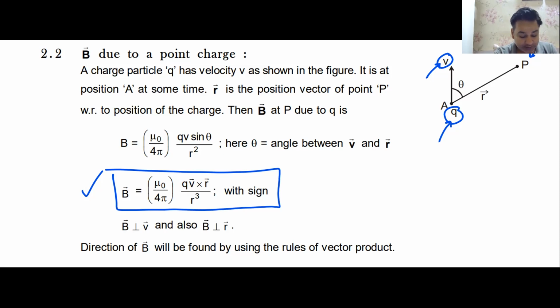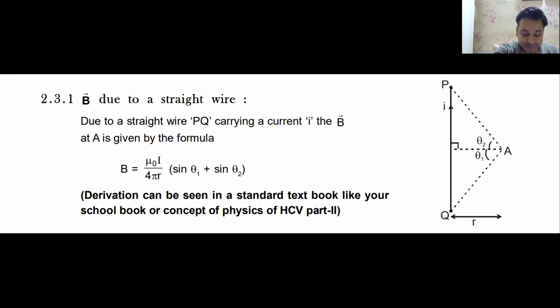Then you must know the formula for the magnetic field due to a straight long wire. This is a standard result that you should remember. For a straight wire, you have this angle as theta 2 and this angle as theta 1, and this is the formula. You find the direction of the magnetic field using the right hand thumb rule. This is the current, and at this point the magnetic field would be inside. Remember this?